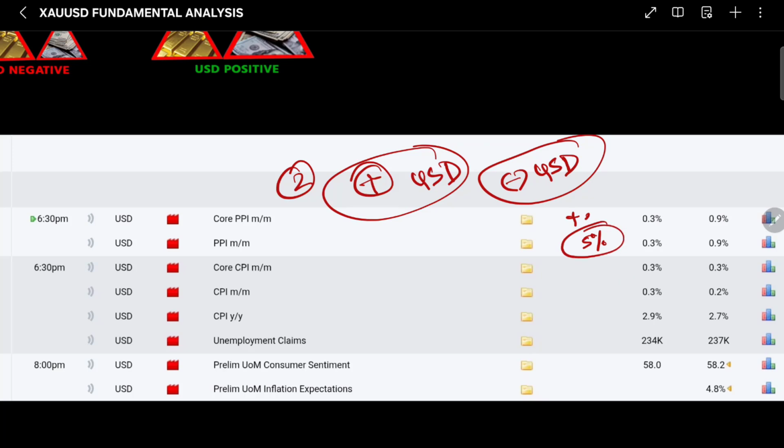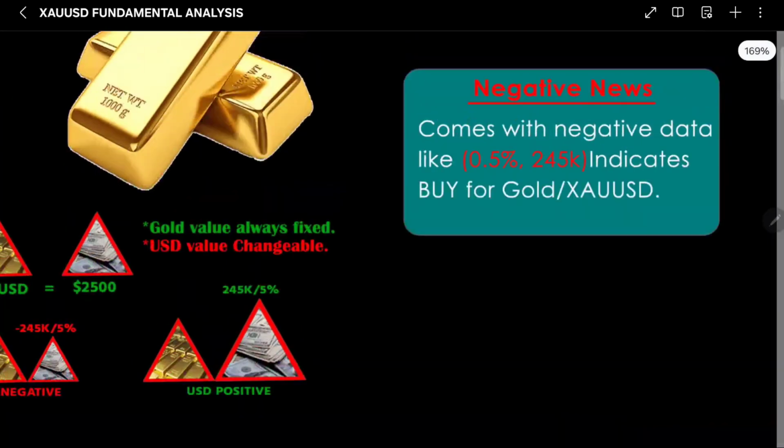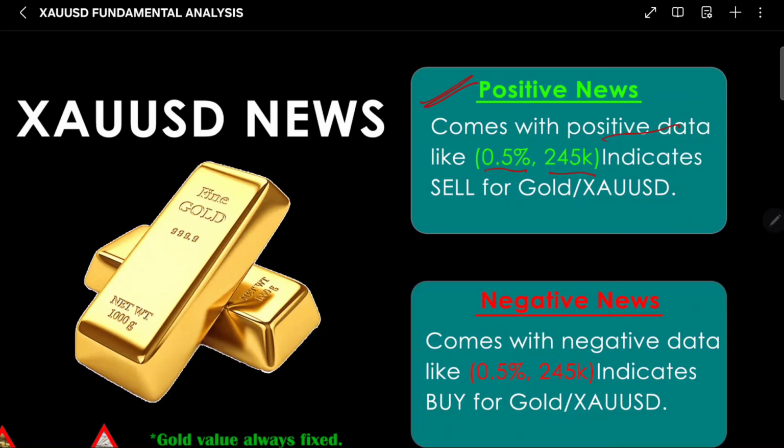Red means negative value. And if it comes with green 5%, that means a 5% value added for USD, so USD is getting stronger. And when negative data comes, that means USD is getting weaker. You may know what we have to do: when USD gets stronger, gold goes down, and when USD goes negative, that means weak USD, then in that case gold is a buy.